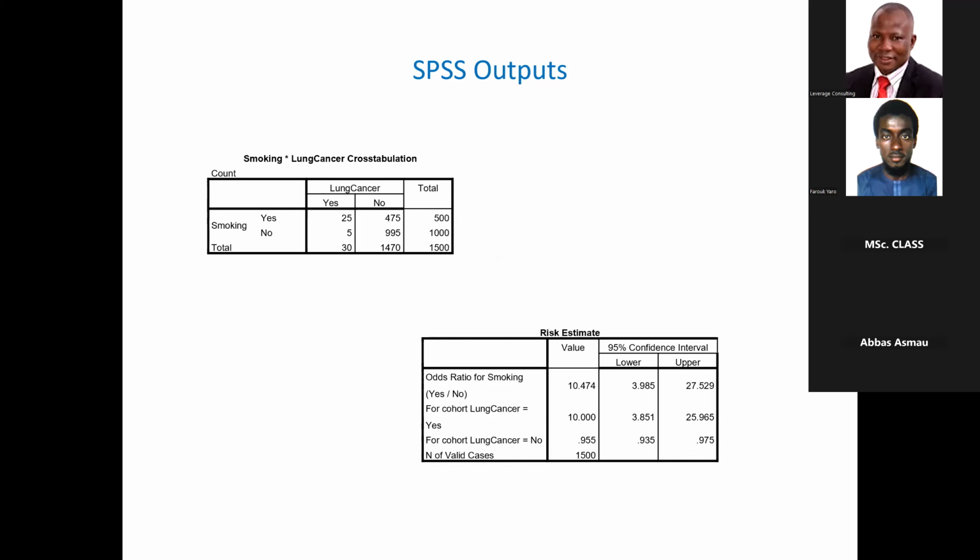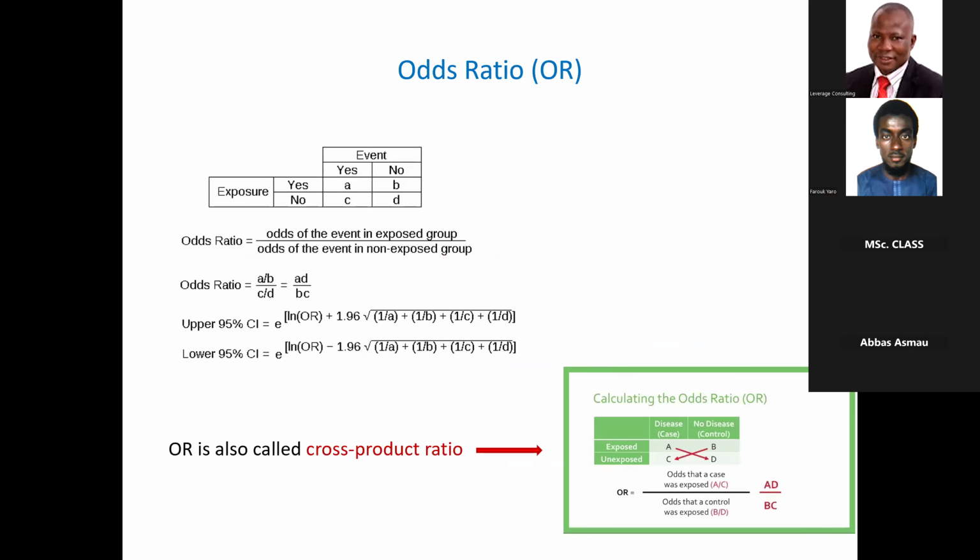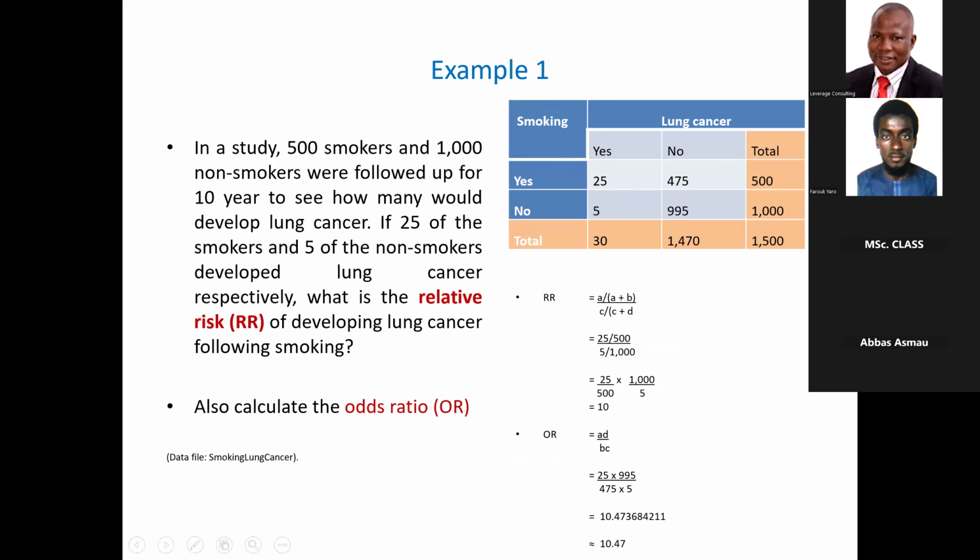Where do you think the disease is rare? By looking at that table, look at this one. If you want to know the burden of the disease, look at it. Here the total with lung cancer is 30 out of 1,500. So the prevalence of lung cancer is 30 over 1,500 times 100.